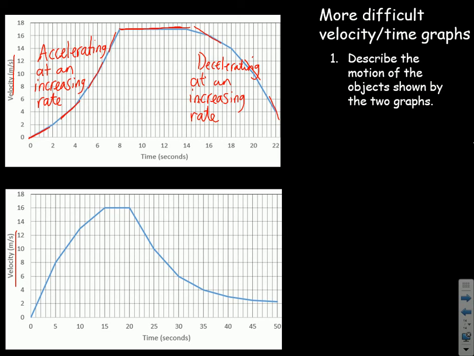Okay, let's look at our second graph then. If we just draw some tangents on here, we can see that the gradient is getting shallower, yet it is still increasing velocity. It's still moving in an upwards fashion. So for this one, we know that to start off with, the object is accelerating, but it is accelerating at a decreasing rate.